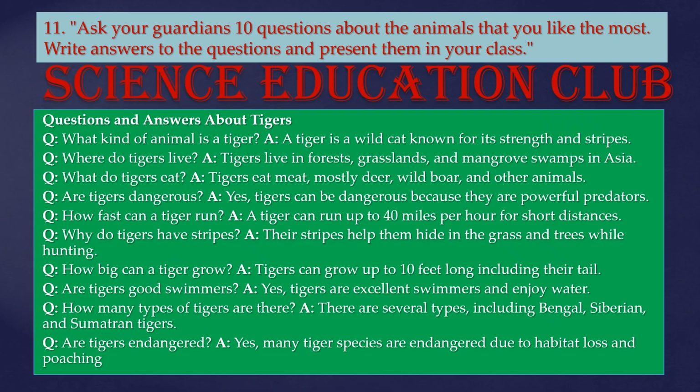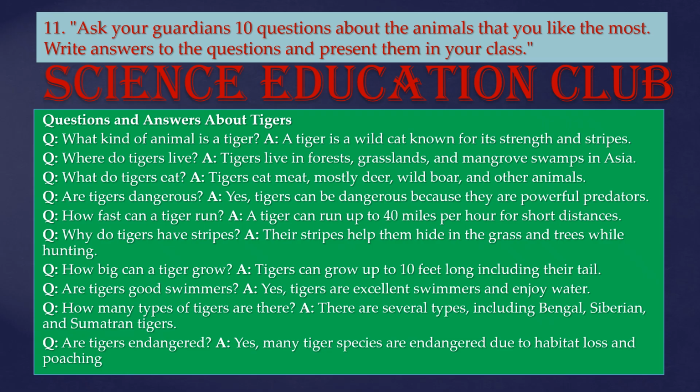Ask your guardians 10 questions about the animals that you like most. Write answers to the questions and present them in your class. So I have taken the tiger here. Question, what kind of animal is a tiger? Answer, a tiger is a wild cat known for its strength and stripes.